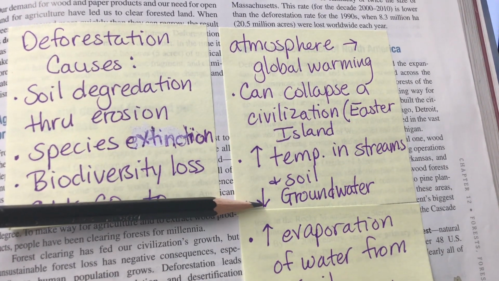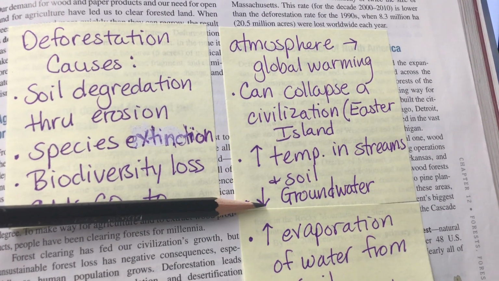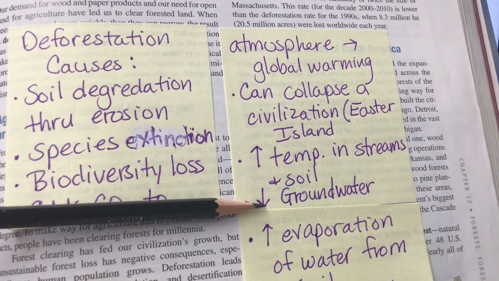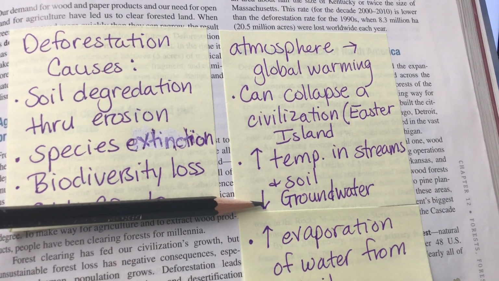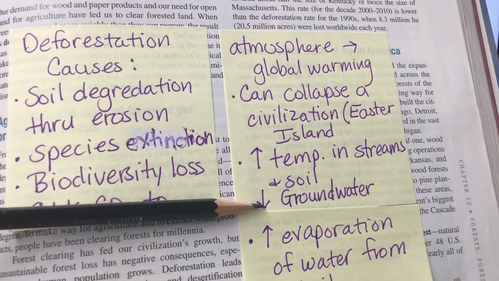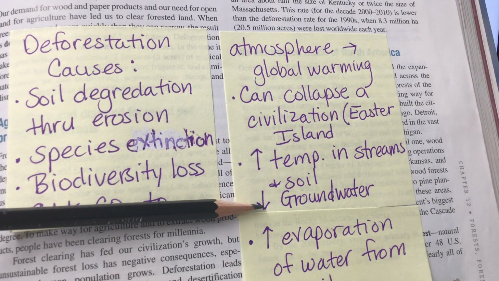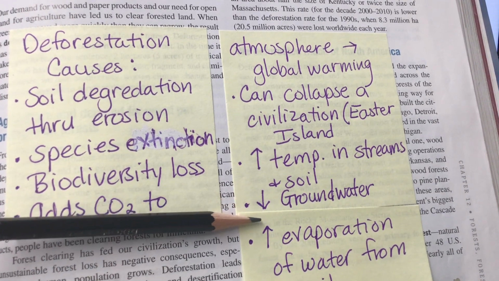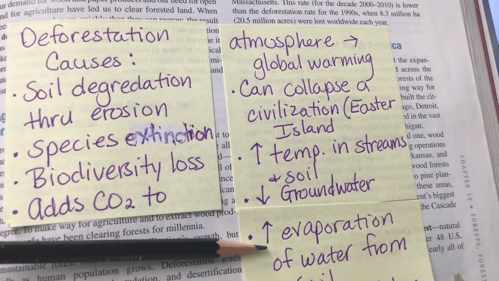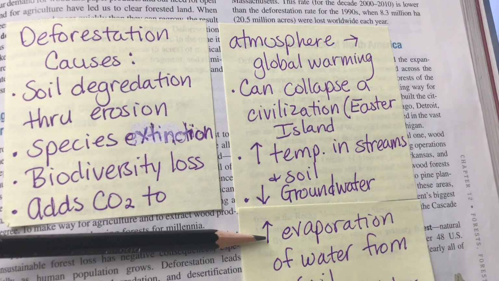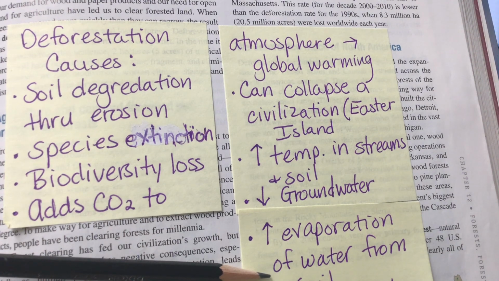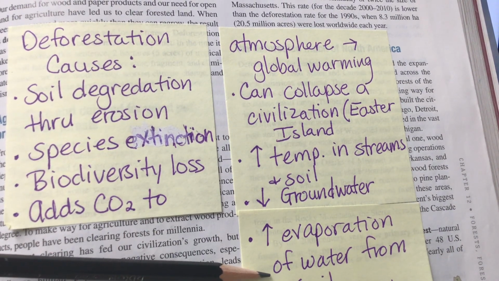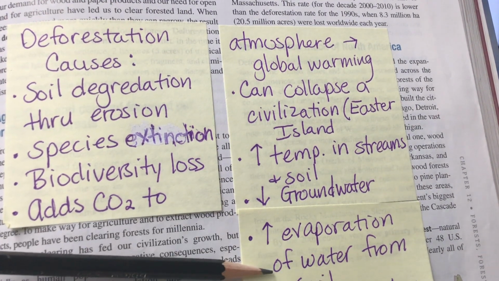It decreases groundwater because trees, when it rains, all of those roots capture that water. It sequesters that water and sends it underground to aquifers. Without those trees, more runs off and is not sequestered underground. Increase in evaporation of water from the soil. So again, less shade, hotter temperatures evaporates water from the soil.